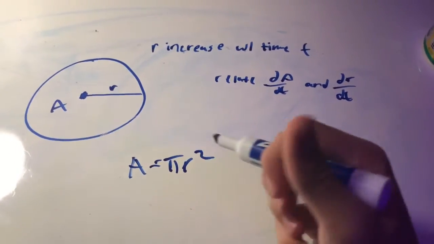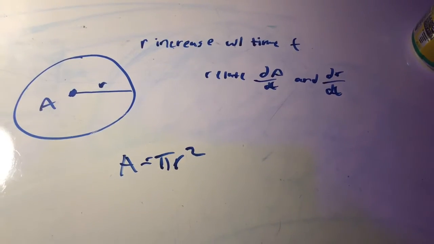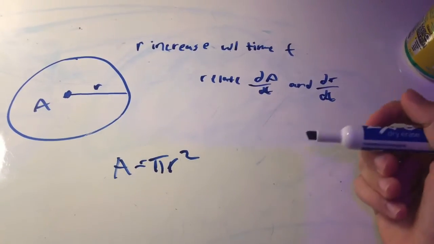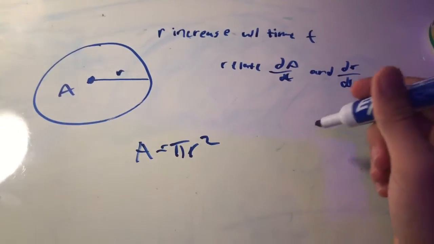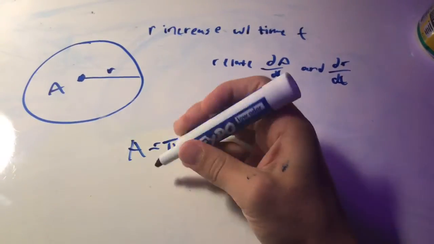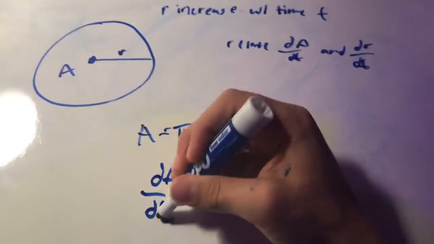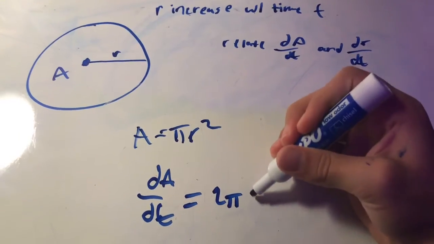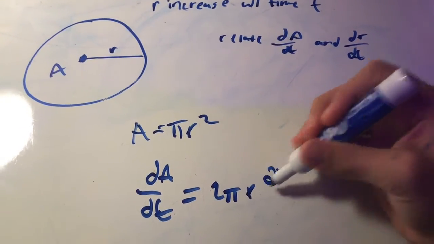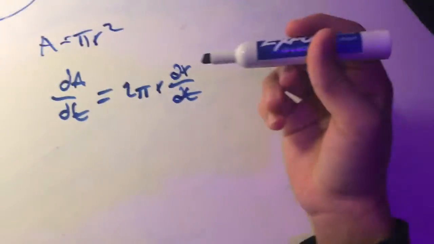So then we're going to have to do some implicit differentiation. Well, actually, I take it back. We're just going to do some differentiation here to get dA over dt. So let's take some derivatives. dA over dt equals 2 pi r dr over dt. Wowie.